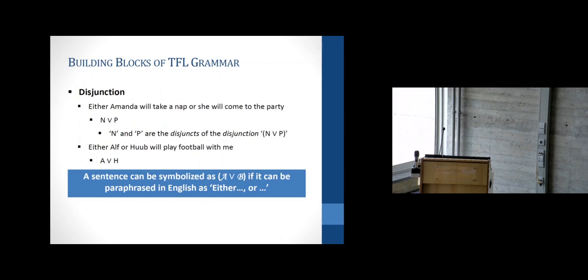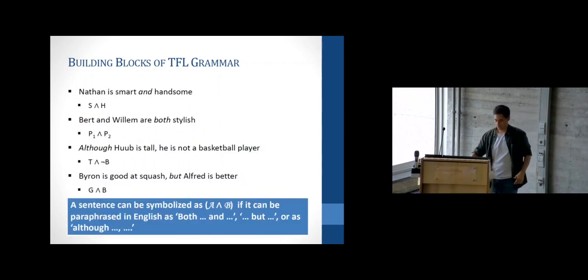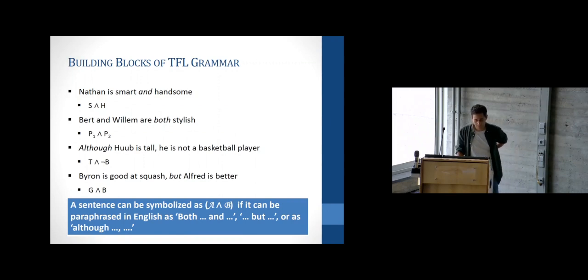Could you go back to the previous slide? Yep. Isn't it a little bit confusing because in English "both and," "but," "although" mean something different? Why is it the same symbol?